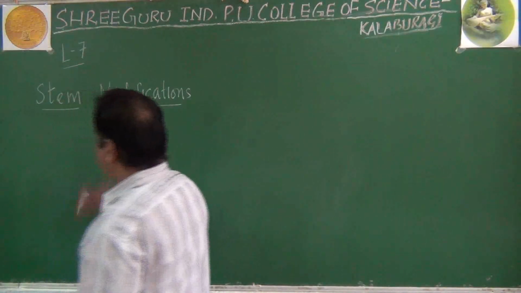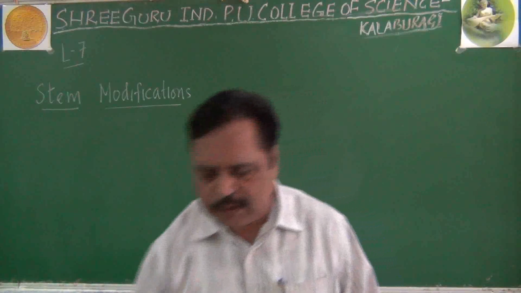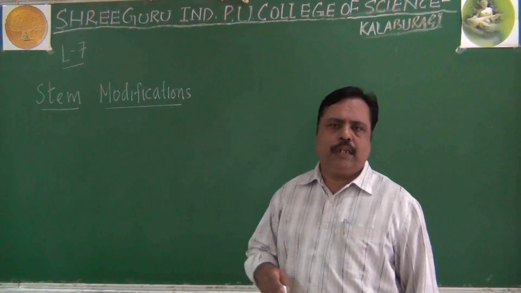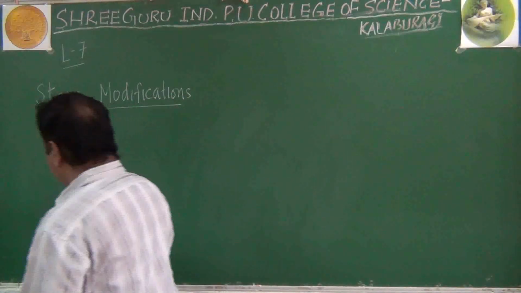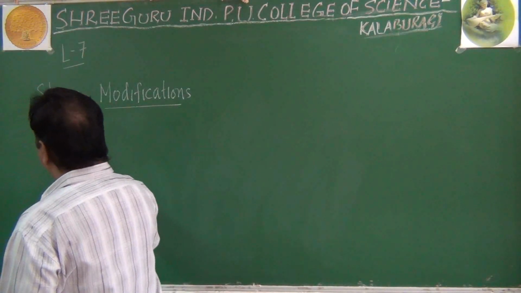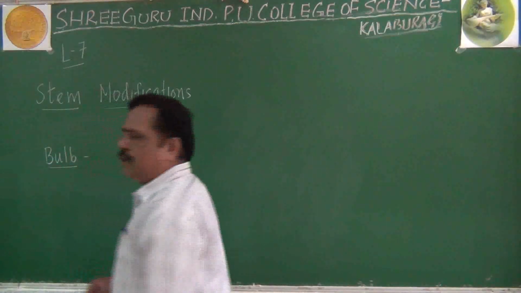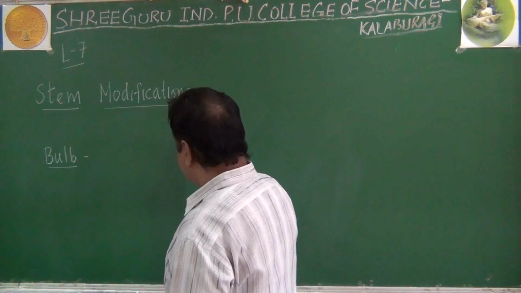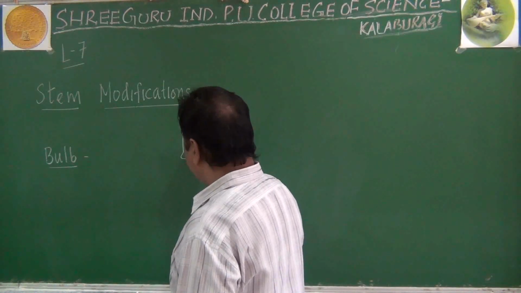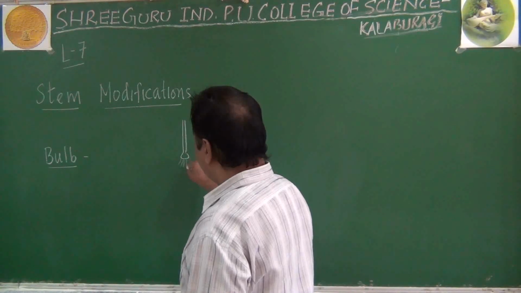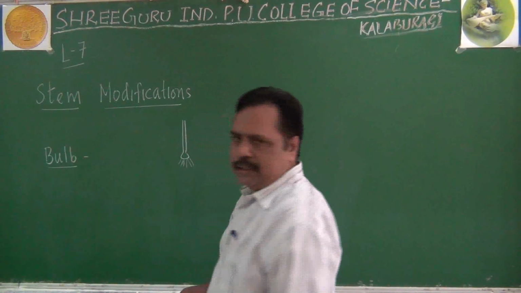The 4th type of underground modification was bulb. I told you in the previous class. That is bulb, 4th type. In that underground bulb, we come across onion actually. Onion will be having a condensed stem at the base. From the condensed stem, roots will be arising like this.